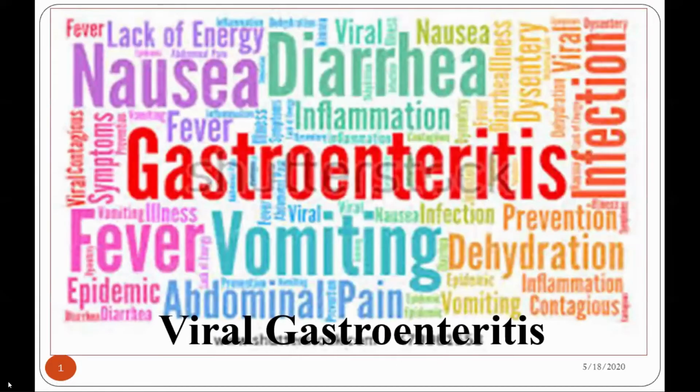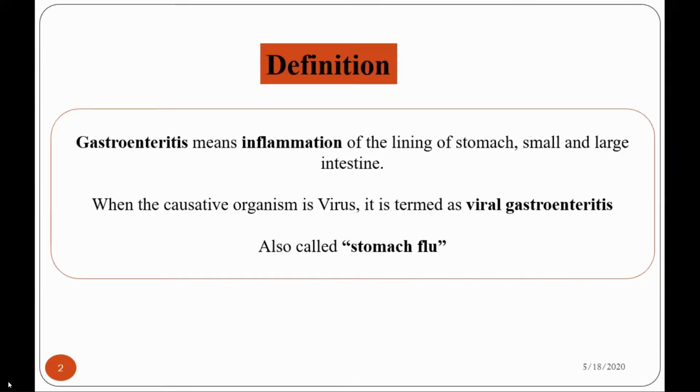The main signs and symptoms of viral gastroenteritis are diarrhea and vomiting, which are associated with dehydration. By definition, gastroenteritis means inflammation of the lining of the gastrointestinal tract, which includes the stomach, small intestine, and large intestine. When viral agents are responsible, we call it viral gastroenteritis.